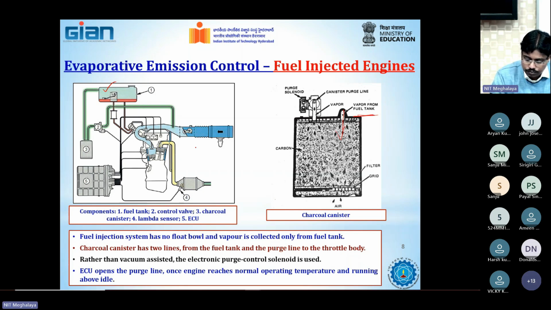Then if we talk about the CI engines, or the diesel engines, from the float chamber, fuel vapor will be supplied to the charcoal canister. Inside the charcoal canister, it will be stored. And then there will be another line through which it will move to the intake manifold. In between this, there will be a purge valve.